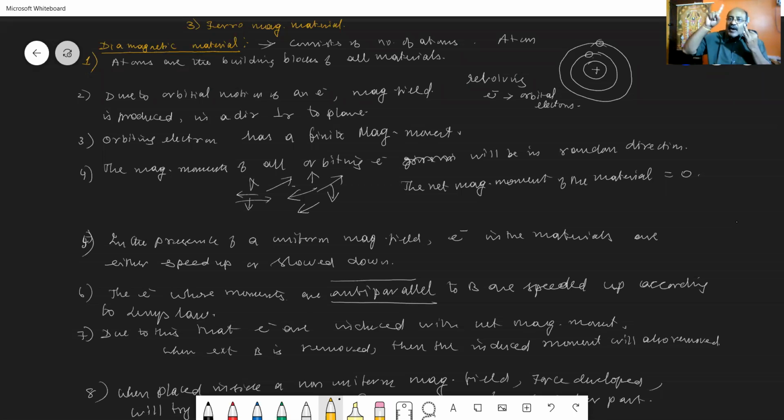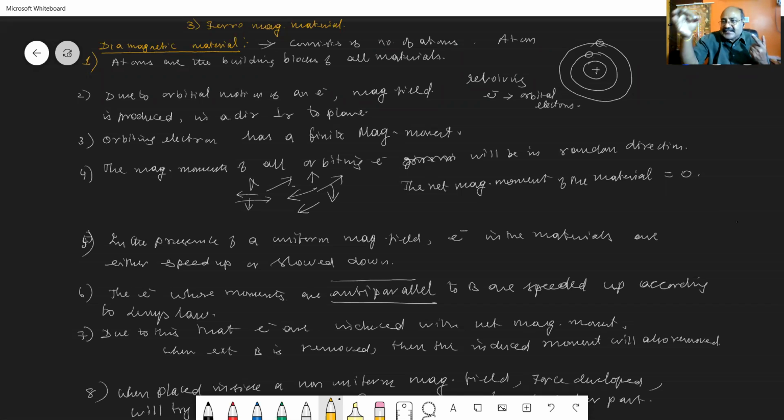Then when you are considering an atom, it is made up of a positively charged nucleus around which the negatively charged electrons are revolving. Those revolving electrons are called orbital electrons. The orbital electrons give rise to a magnetic field acting perpendicular to the plane. Then the third point, the orbiting electron will give rise to a finite magnetic moment.